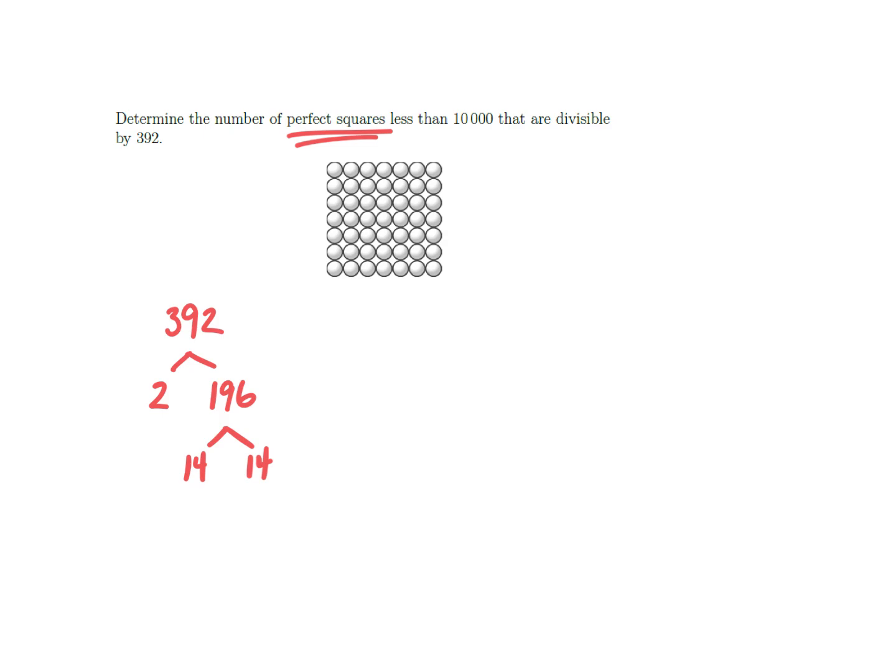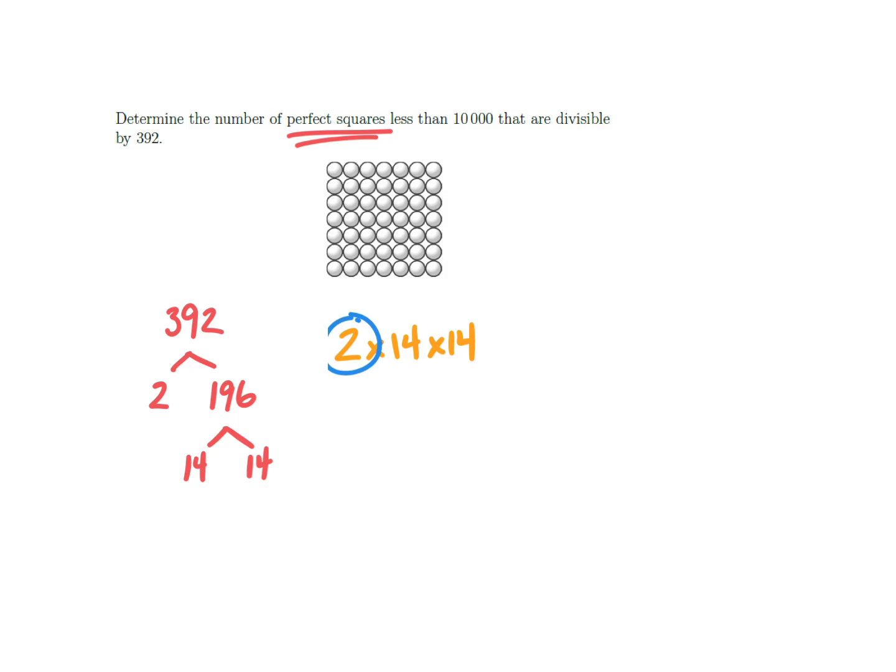If something is going to be divisible by 392, then it has to have the factors of 392 in it. So that means that we need to have a 2 and 2 14s. Because I'm looking for perfect squares, the 2 14s are great. That's what I want. My problem becomes this lowly 2 that's still sitting there. What that tells me is 392 is not a perfect square because I don't have 2 of the same factor.